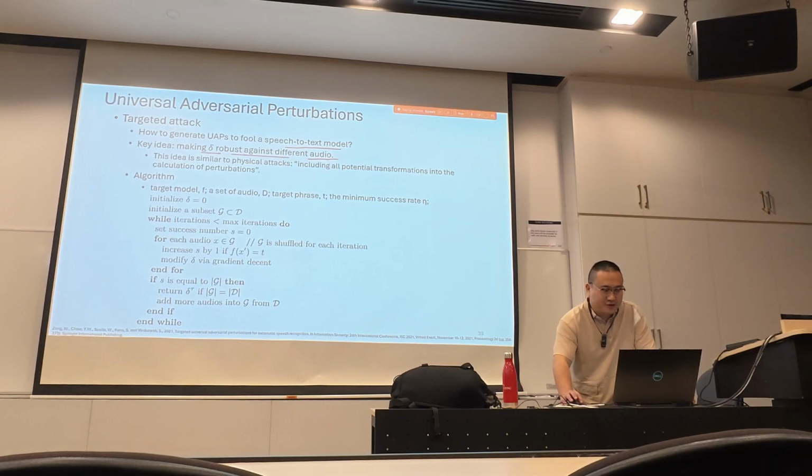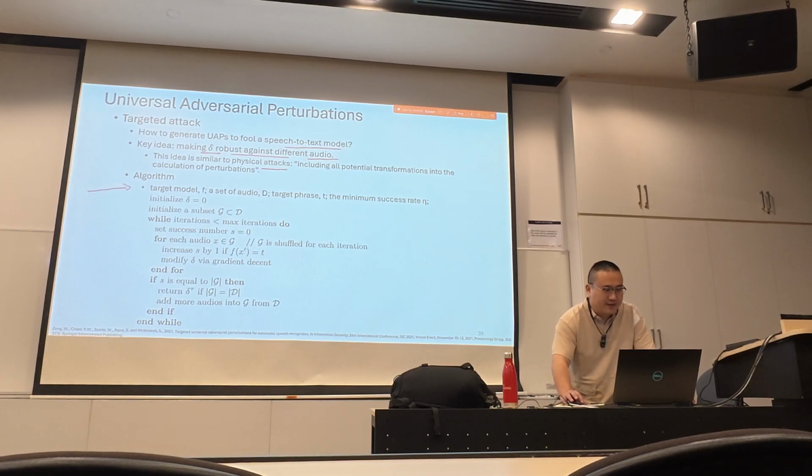This idea is similar to physical adversarial examples. When we generate those, we want the perturbations to be robust against physical transformations, like changes of distance, changes of angle, etc. And here, we let the perturbations be robust against different inputs, so different audio. But the idea behind it is the same. Okay, so let's see the algorithm.